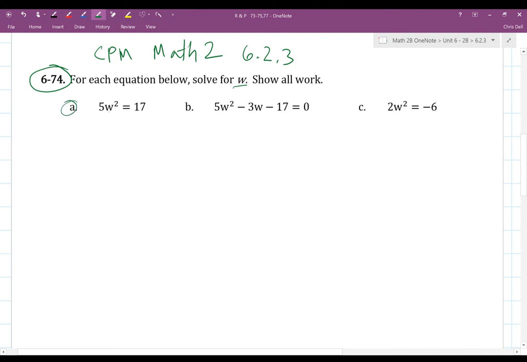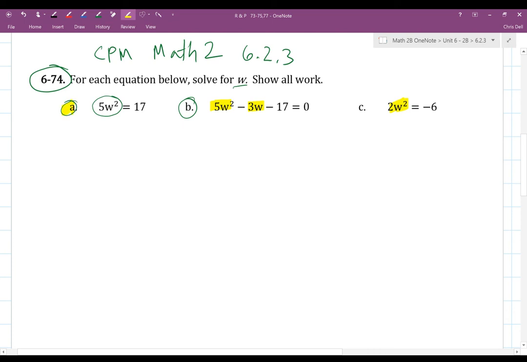On A, notice the only term with a variable is that W squared. So what we can do with this question is just isolate that W squared and then use inverse operations. Over here on B, I want to show you the difference. On B, we have more than just the W squared term. We also have a W term. So those are two different terms with W, and we're not going to be able to use the same method on both questions. And here we just have a single W squared term, so we can also use the first method that I'm going to show you for A.